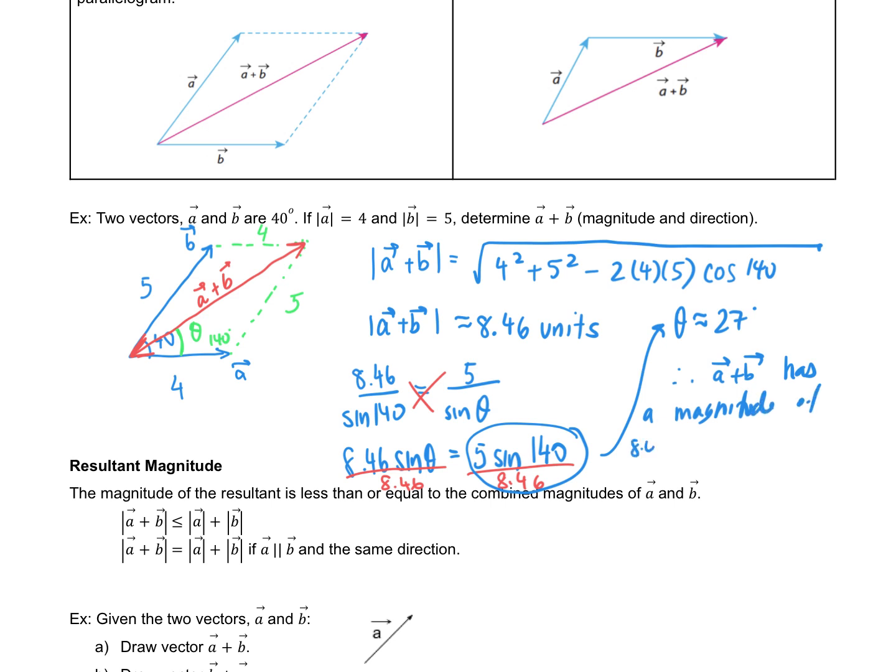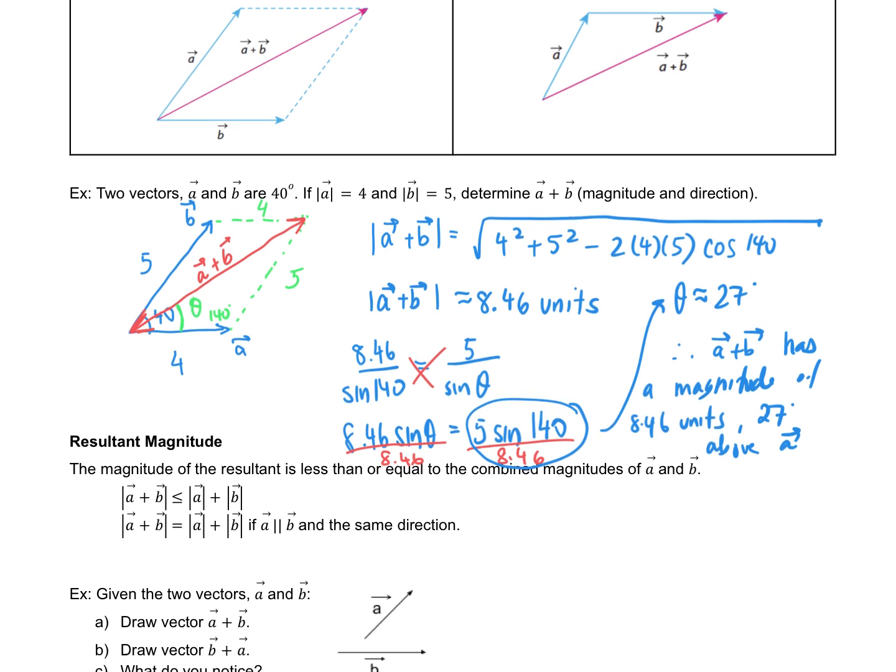Of 8.46 units, 27 degrees above vector A. So we draw our diagram, and then we're back to using those grade 10 sine law, cosine law, or SOHCAHTOA if our vectors were set up in a way that their angles were 90 degrees.